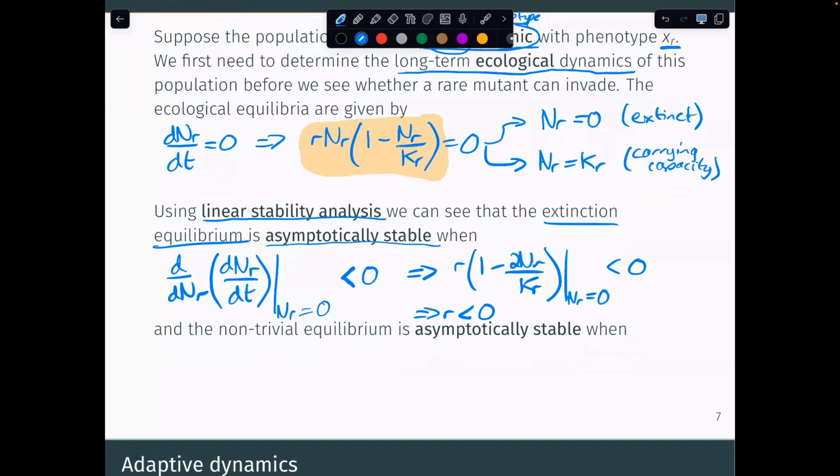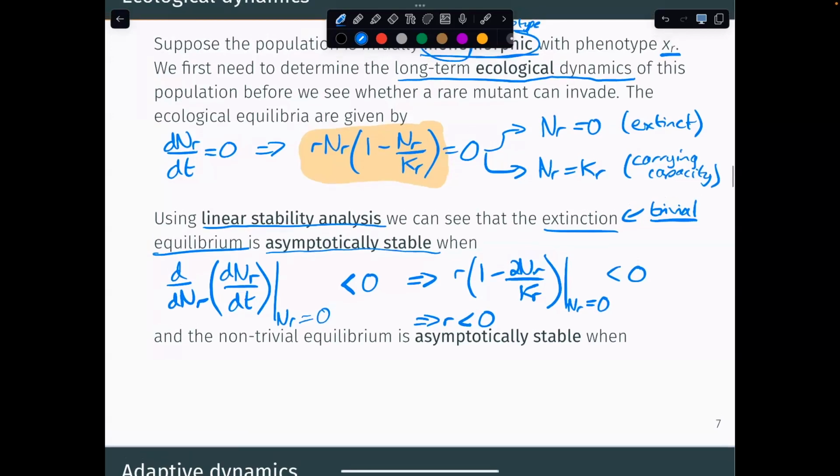Okay. We'll often refer to this extinction equilibrium as being trivial. And especially in an evolutionary sense, it is often considered trivial because if the population is extinct, then no evolution can happen. So usually we only consider conditions when the population is able to persist. Otherwise, everything just kind of becomes trivial and this is uninteresting, okay?